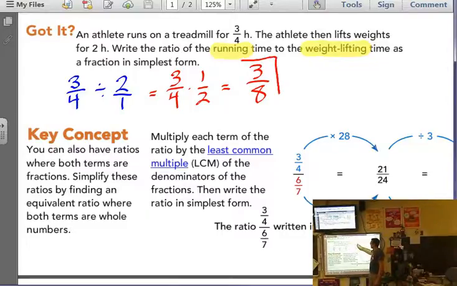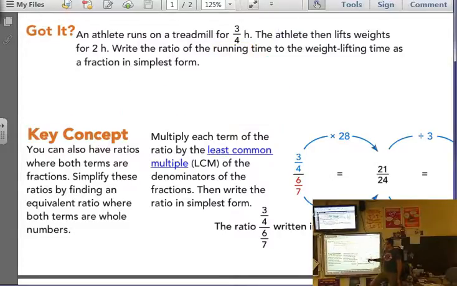3/8. So you spent 3/8 as much time running compared to your time lifting. If you spent 3 minutes running, you spent 8 minutes lifting. If you spent 6 minutes running, you spent 16 minutes lifting. If you spent 9 minutes running, you spent 24 minutes lifting. So whatever we do, it's always that straight comparison, 3 compared to 8. Any questions on this?